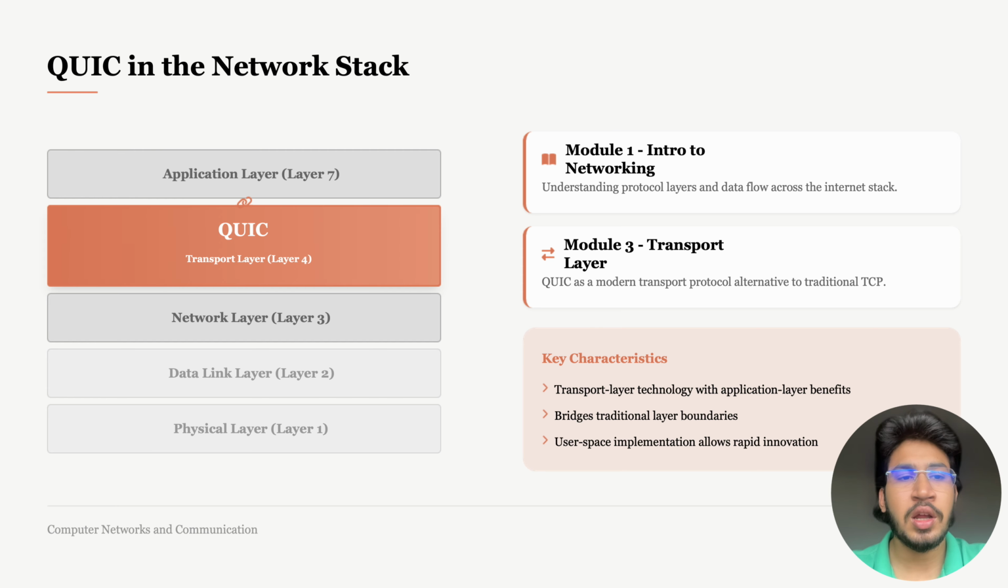So as you can see here, the application layer is the top layer, and it is directly connected to QUIC, which is in the transport layer. After that, it is giving data to the network layer, then the data link layer, and then to the physical layer. So they will get it connected. It is connected to our module 1, which is about introduction to networking, which is about understanding protocol layers and data flow across the internet stack.